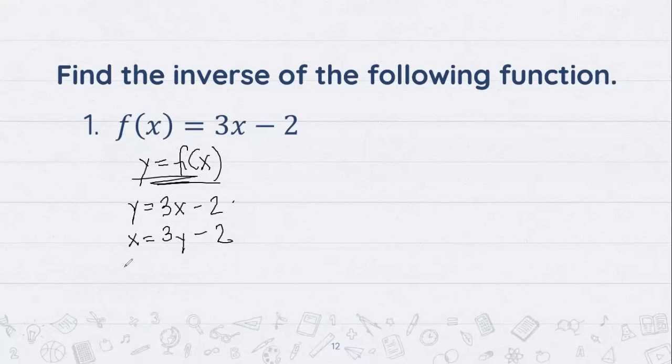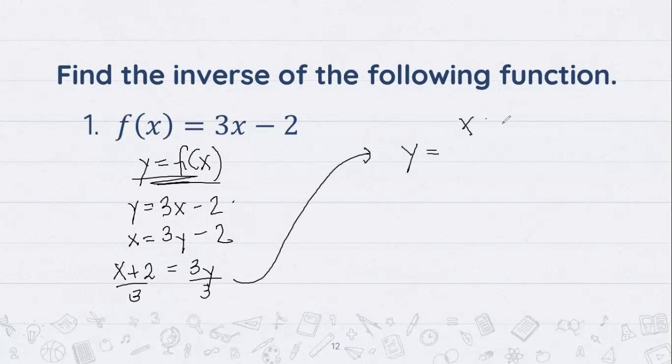So we have x, lipat natin si 2. We have x plus 2, ayan, equals 3y. Divide both sides by 3. Divide both sides by 3. We have, sige dito ko nalagay sa kabila, we have y is equal to x plus 2 over 3.